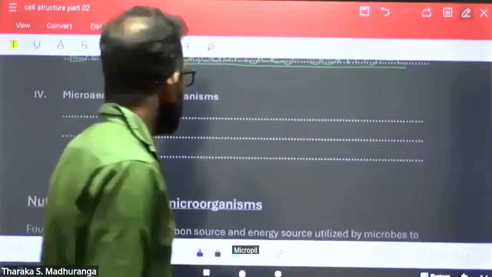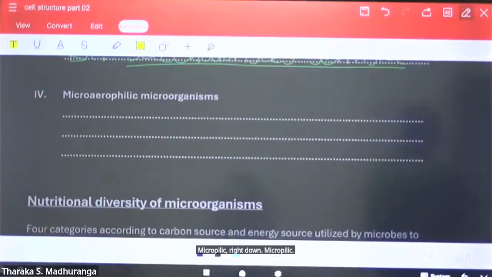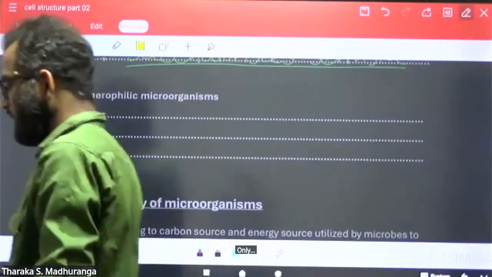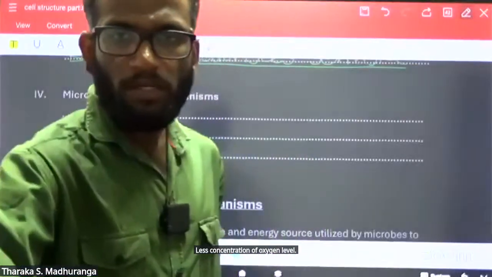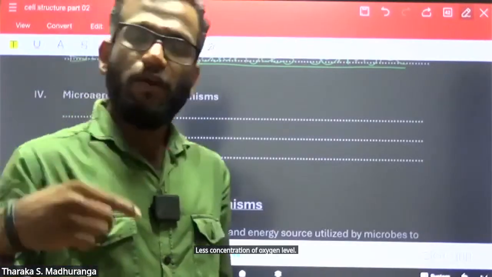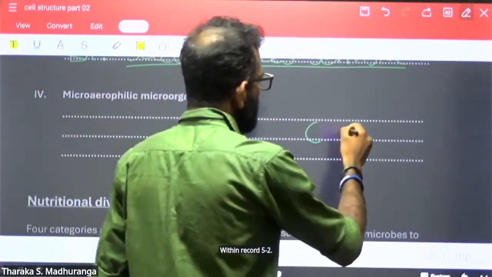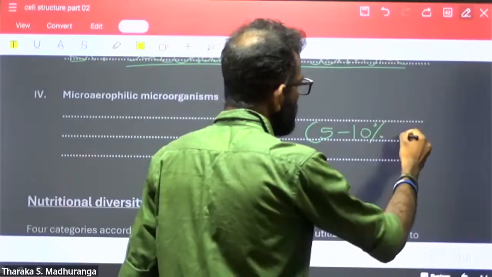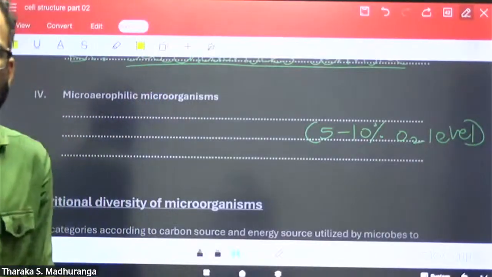Microaerophilic, write down. Microaerophilic microorganisms only live in a low concentration of oxygen, within the bracket of 5 to 10% oxygen level.